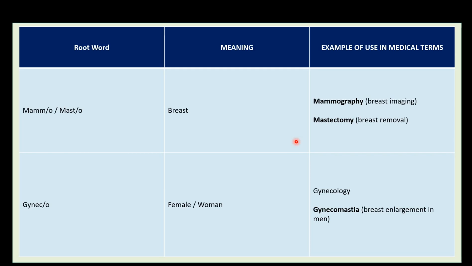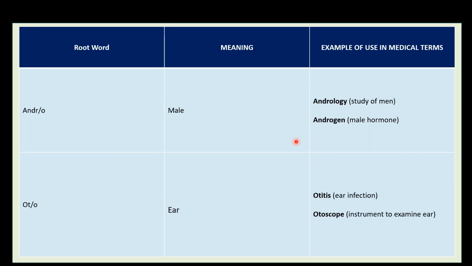Now we will move to the next root word, that is Andr or andro. Sometimes you will find only A-N-D-R in the medical terminology, and that is related to the male. And if you get the root word as A-N-D-R-O, that is also related to male in medical terminology.